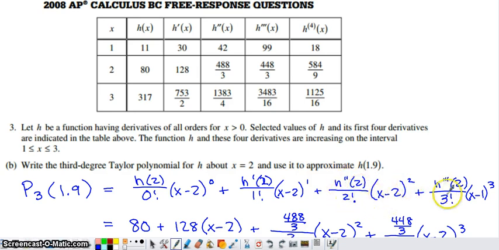There's x minus 2 to the second. And then we also have the third derivative evaluated at 2 over 3 factorial times x minus 1 to the third. So this would be the generic version of our third degree Taylor polynomial.